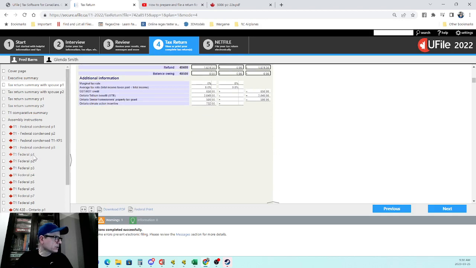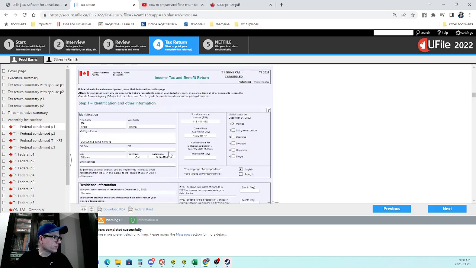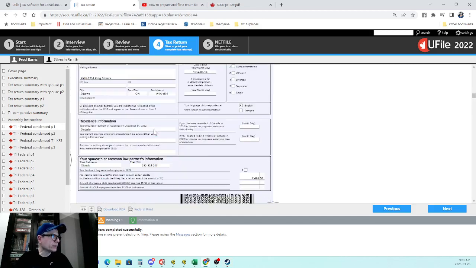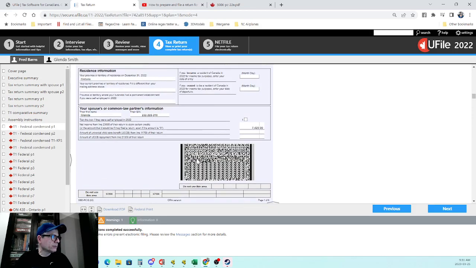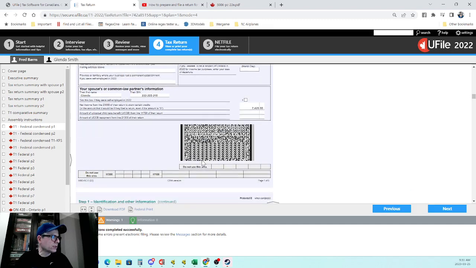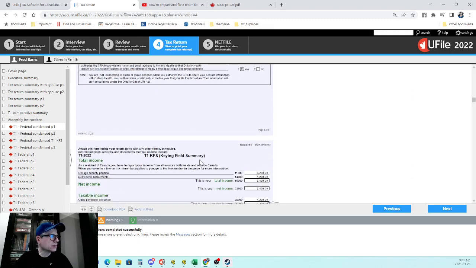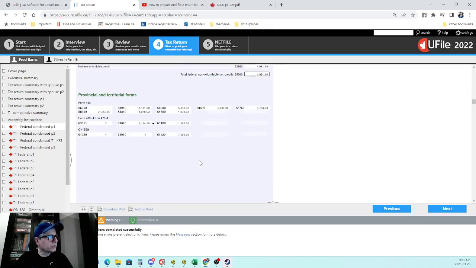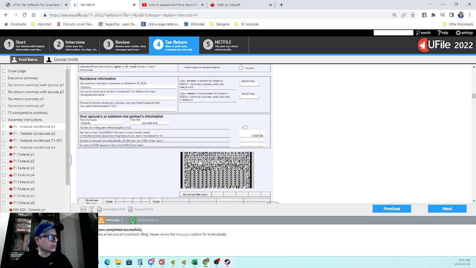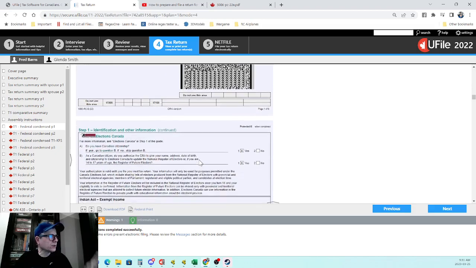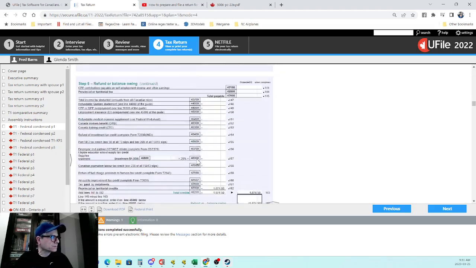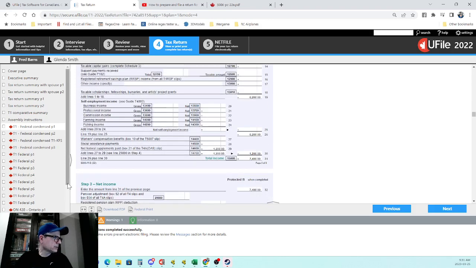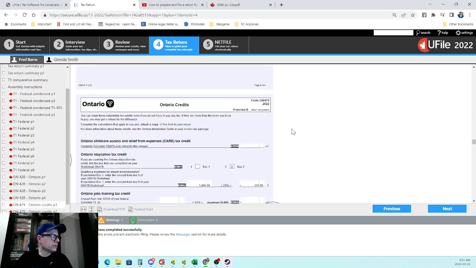So let's get to the crux of the matter. First and foremost, if you're mailing the return, you've got to mail the condensed form only, which has a barcode on it that the CRA can scan and get the information all at once. And I think you can basically read this barcode with your iPhone scanner, which is great.